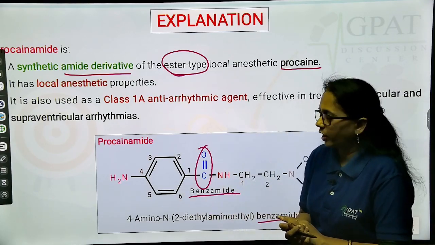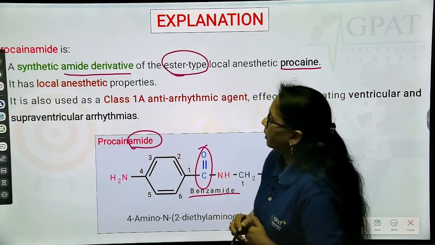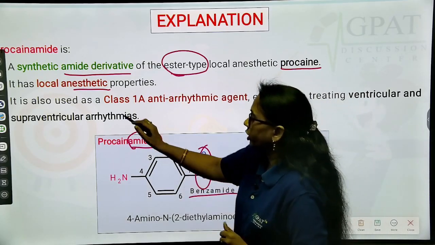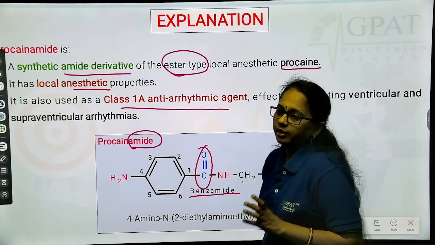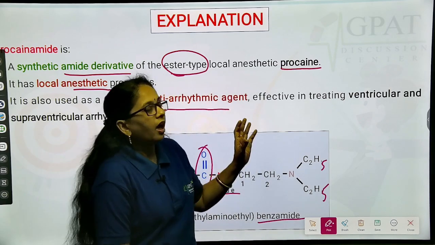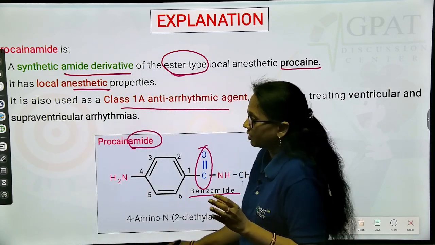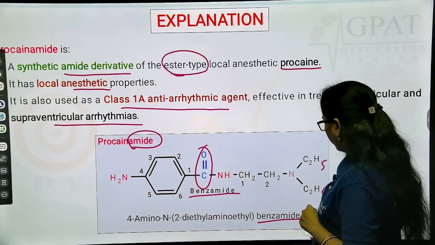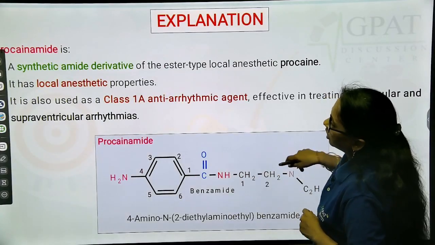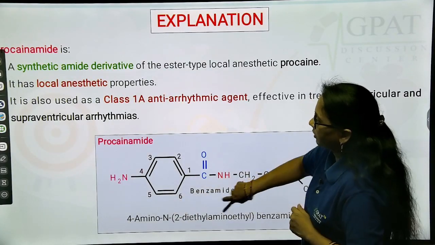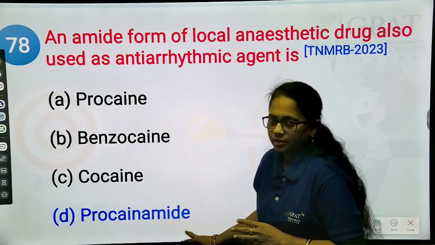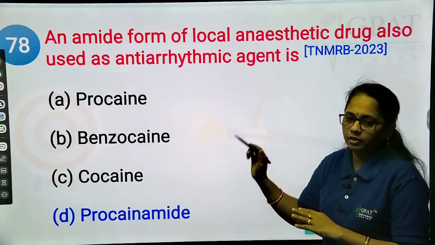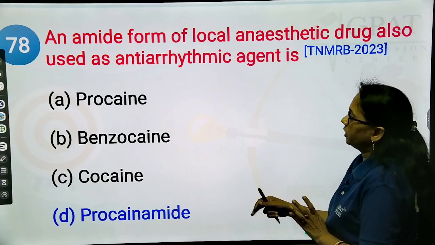Additionally, if you add the amide group, it acts as procainamide, which possesses local anesthetic properties and is also used as a class 1A antiarrhythmic agent. That means it is effectively used in ventricular as well as supraventricular arrhythmias. So, this procainamide is useful as an application. Procaine is a normal anesthetic, but the amide form is used as an antiarrhythmic, so definitely option D is the right answer.